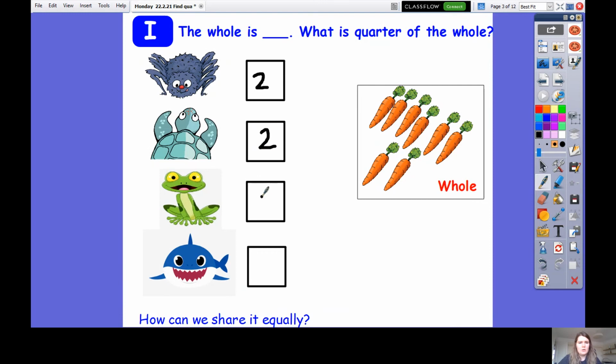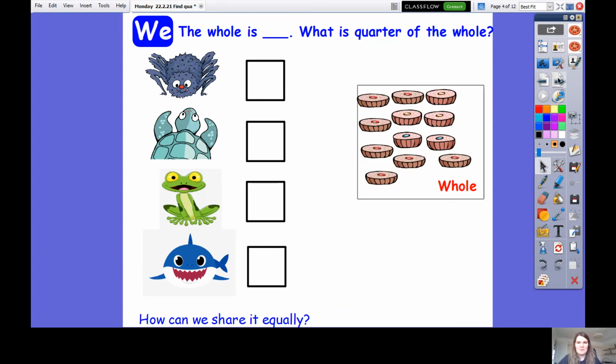And to double check, you can count in this number to get up to the whole. So we've got 2, 4, 6, 8. Very good. We found the whole number. The whole is 8. Quarter of 8 is 2.